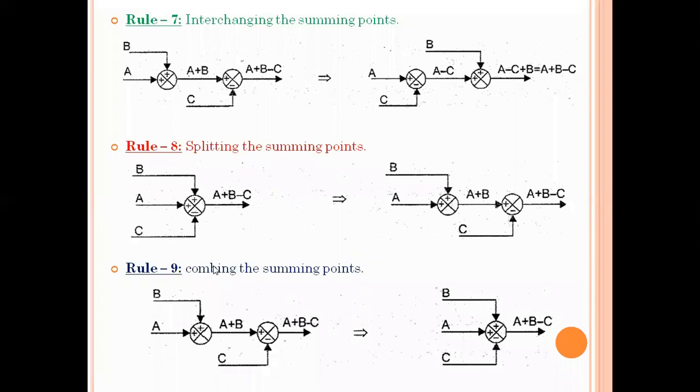Rule number 9 is combining the summing points. Add these two, we'll get this, or add these two, we'll get this. So the 7th rule is interchanging the summing points, the 8th rule is splitting them, and the 9th rule is combining them. Like this we can do.